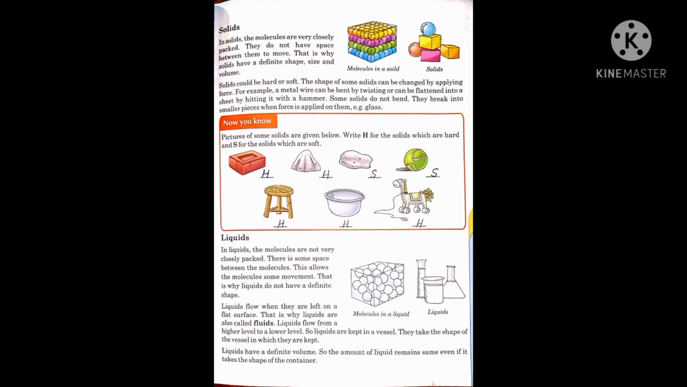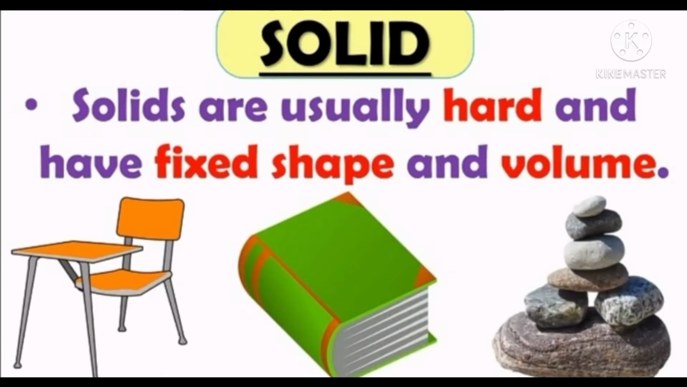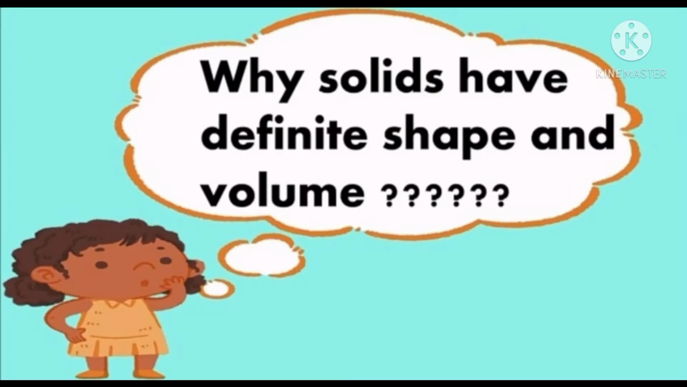For example, glass. So students, what are solids? Solids are usually hard and have fixed shape and volume. For example, table, chair, book, pencil, stones, etc. All these things are solids. However, we can change the shape of some solids by using force. Now the next question arises, why do solids have definite shape and volume?